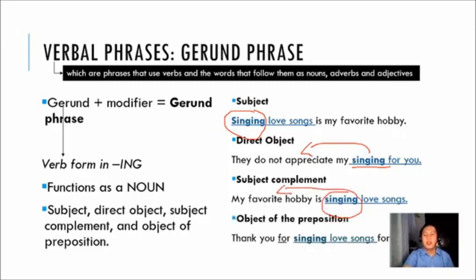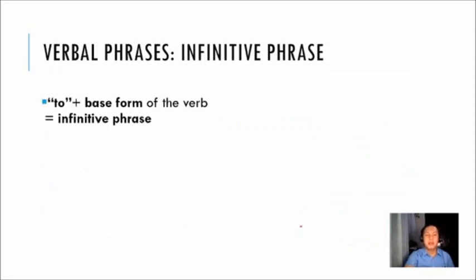Next, object of the preposition. Thank you for singing love songs for me. Singing here is the object of the preposition for. Again, just remember gerund plus a modifier makes a gerund phrase. And a gerund is any verb ending in ing that functions as a noun depending on the usage in the sentence. Now let's have the other verbal phrase, the infinitive phrase.